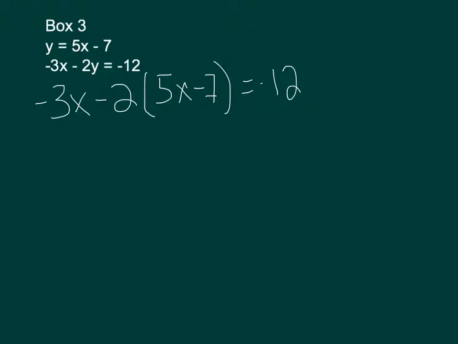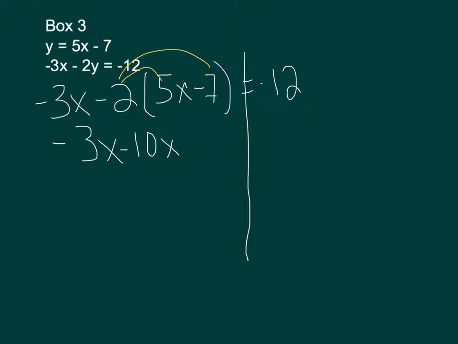Now, you can draw your river here if you want, I guess. So let's do this. We're going to first use the distributive property. So negative 2 times 5 and negative 2 times 7. So we get negative 3x. Negative 2 times 5 is negative 10x. Negative 2 times negative 7 is positive 14. Equals, of course, this stays negative 12.